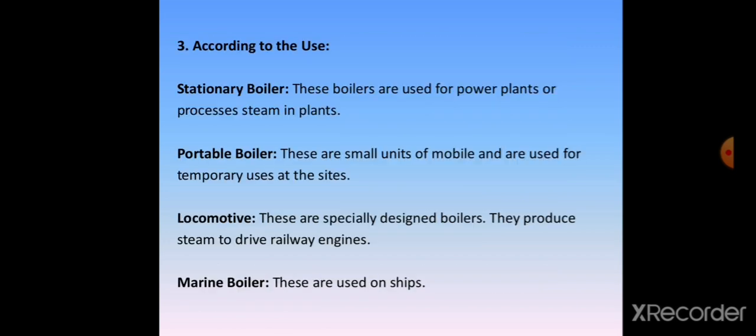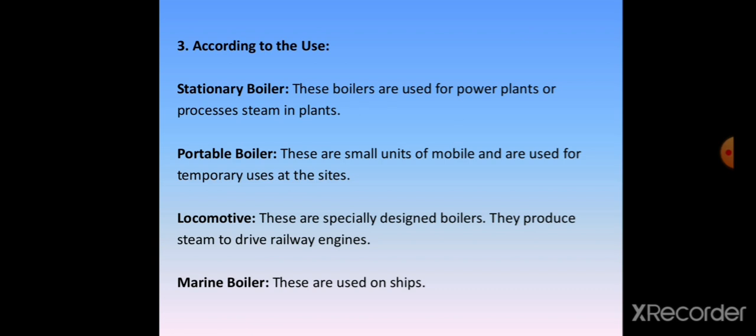Now, in the case of the next classification, it is based on positions. They are first stationary boilers. As the name indicates, stationary boilers are the fixed boilers. They cannot move from one position to another location. They will be installed at one place, and after that they will supply the steam from their installed place.